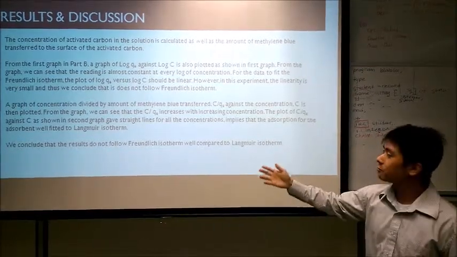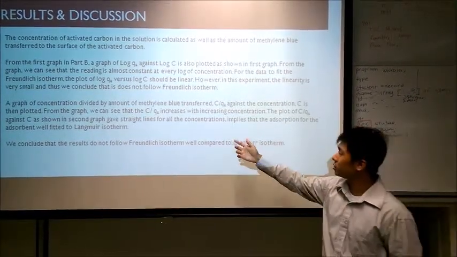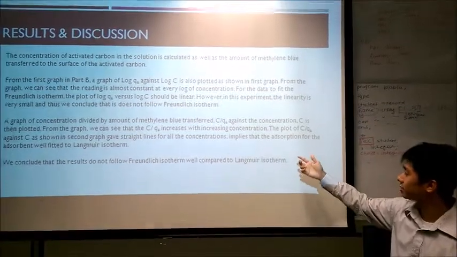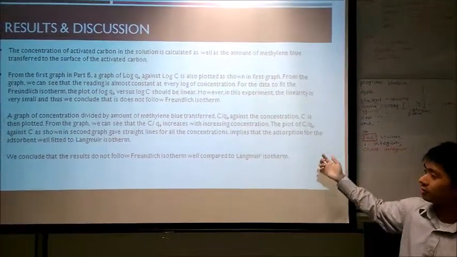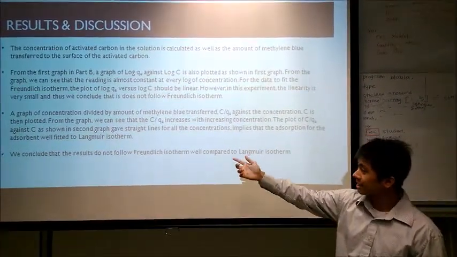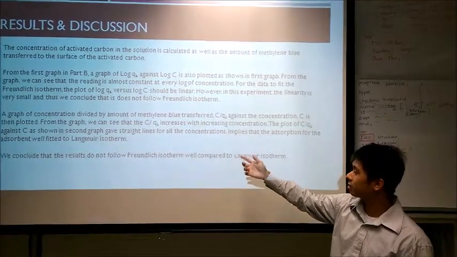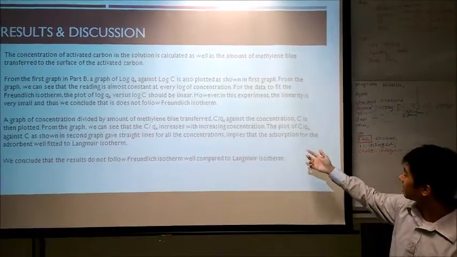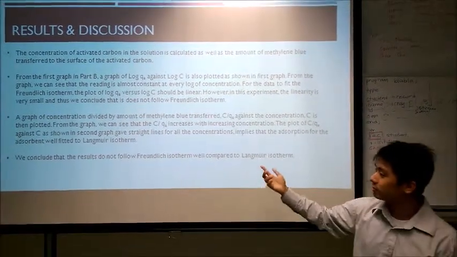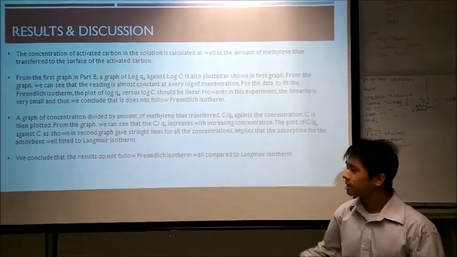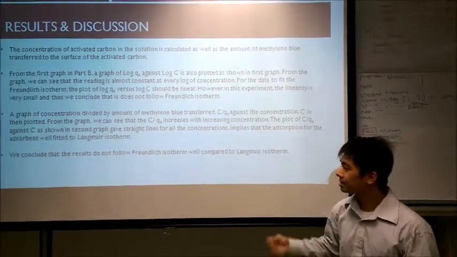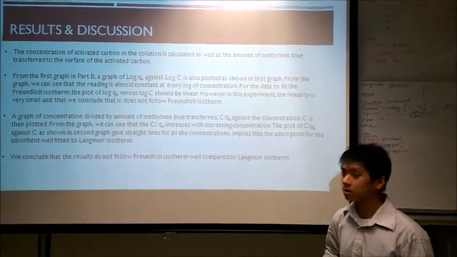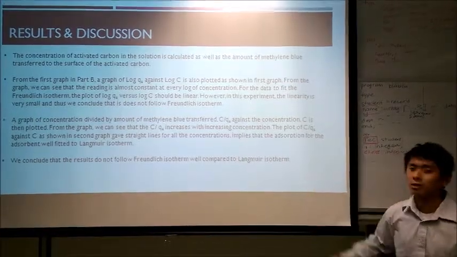And for the second graph, C over Q is plotted against the concentrations. From the graph, we can see that C over Q increases with increasing concentrations. The plot of C over Q against C, as shown in the second graph, gives a straight line for all the concentrations, and that implies that the adsorption of the adsorbate fits well to the Langmuir isotherm. Lastly, we conclude that the result does not follow the Freundlich isotherm as well as the Langmuir isotherm.